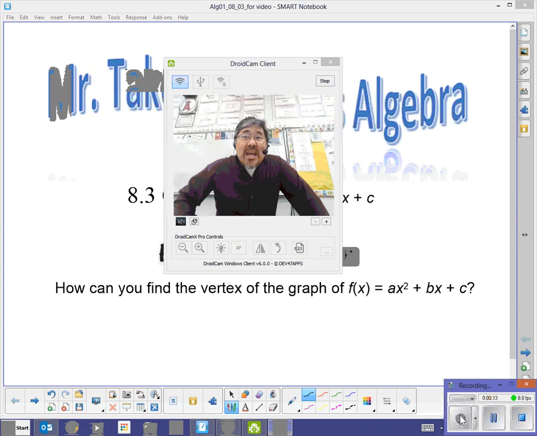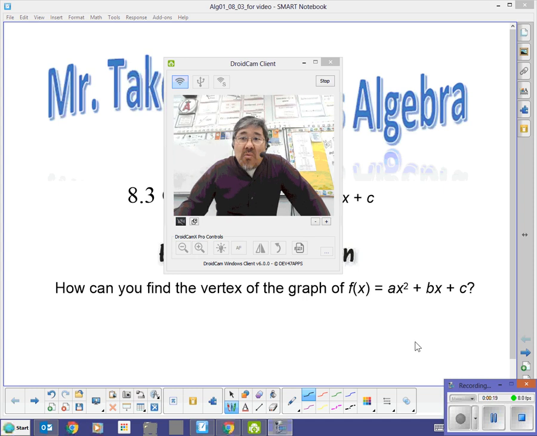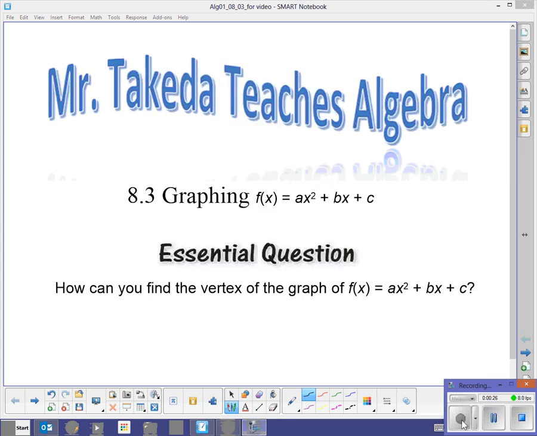This is lesson 8.3, and in this lesson, we're going to actually manually graph a parabola using a few different points. So let's get started. As you can see, our essential question: how to find the vertex of ax squared plus bx plus c. So we've got this new thing in there now, the bx. But it's more than the vertex. There's a few things we're going to talk about here.